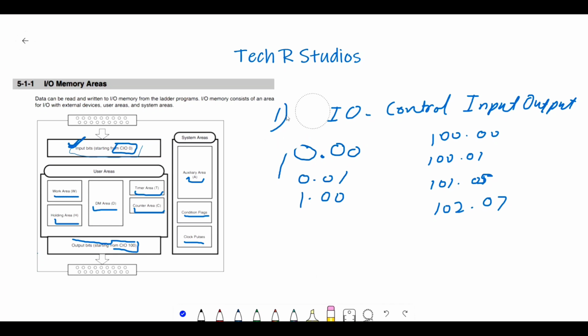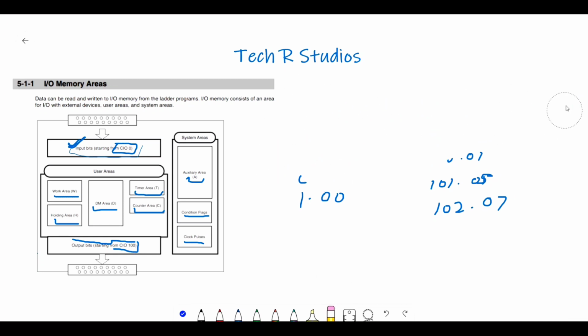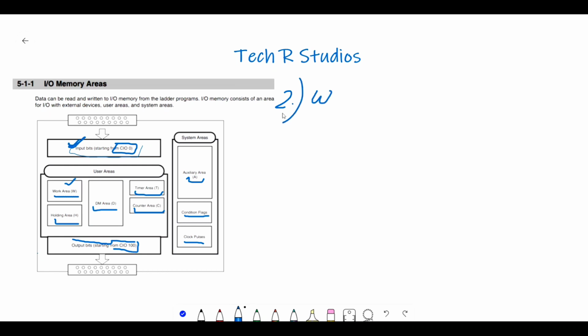So let's erase this one, and now we will discuss the second memory area, which is this one, the work area. So the second one is W. It is represented by work area. It is represented by W.